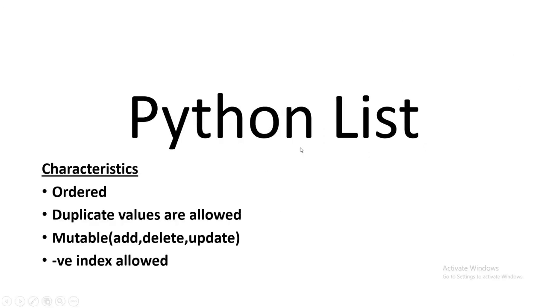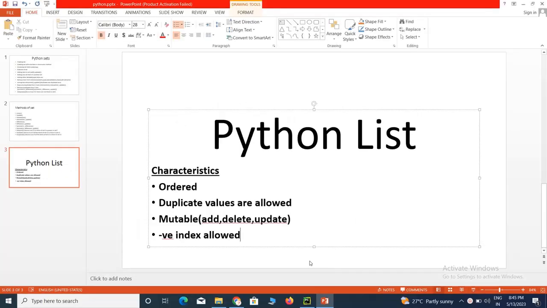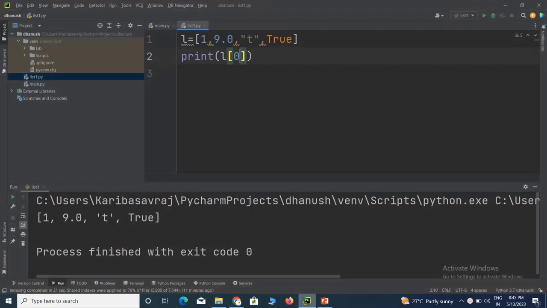Good morning. In this class, let us understand Python list. List is a collection of items enclosed in a square bracket. Here items may be homogeneous or heterogeneous. Let us see how to create a list.